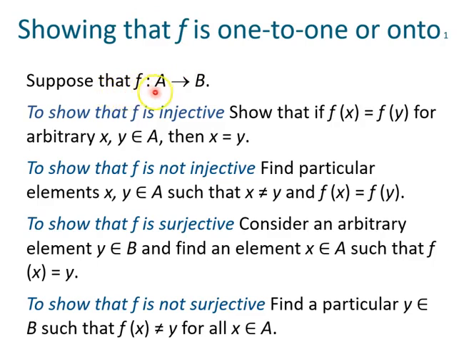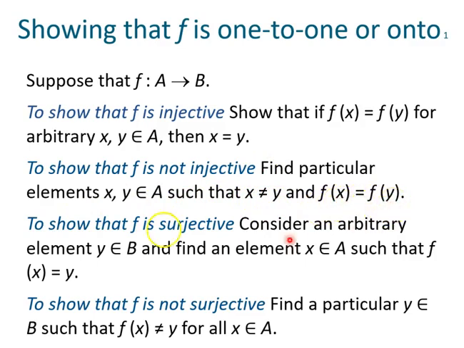Suppose that f is a function from the set A to the set B. To show that f is injective, show that if f of x is equal to f of y for arbitrary x and y in A, then x is equal to y. To show that f is not injective, find particular elements x and y in A such that they are different, but f of x is equal to f of y.